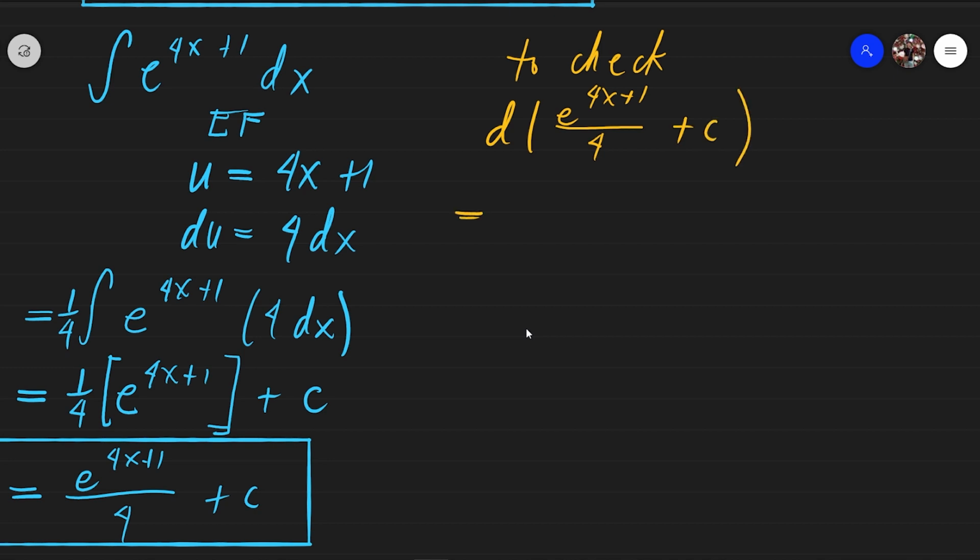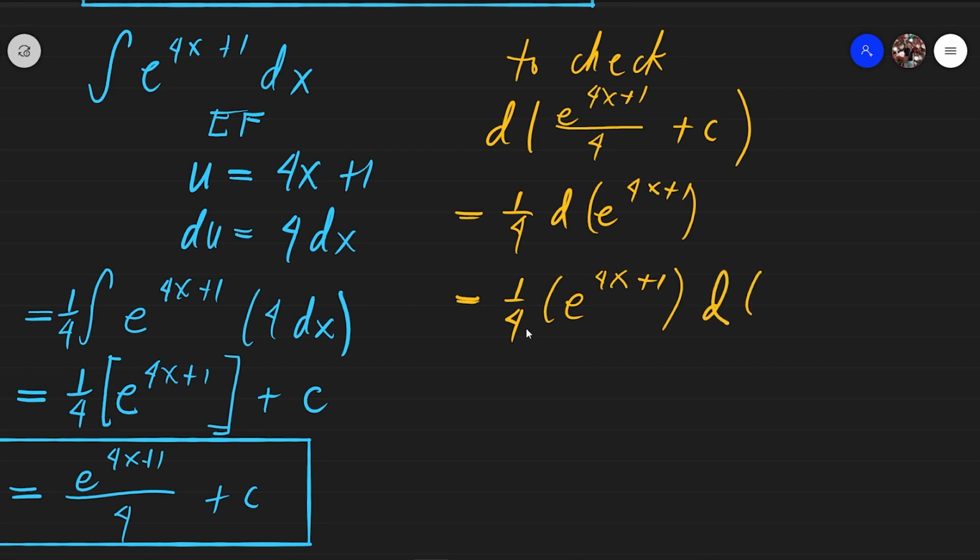So this will be equal to, I can put 1/4 outside of the differential because 1/4 is constant. So this will be 1/4 differential of e raised to 4x plus 1. Differential of c is 0, so I will not put it there. Simplifying this further, 1/4 differential of e raised to 4x plus 1 is equal to e raised to 4x plus 1 times the differential of 4x plus 1.